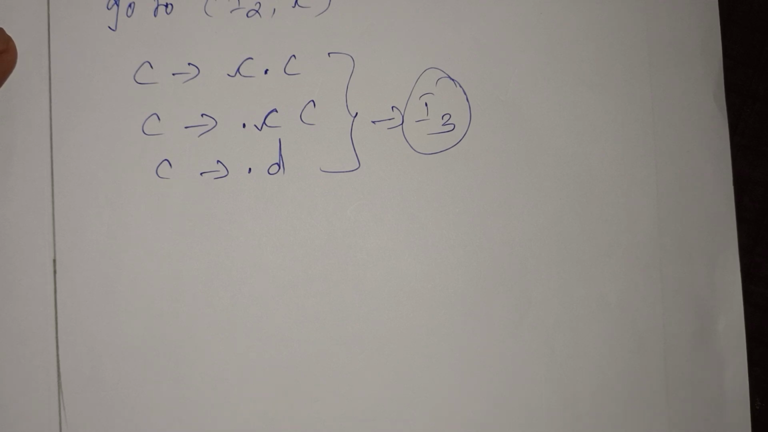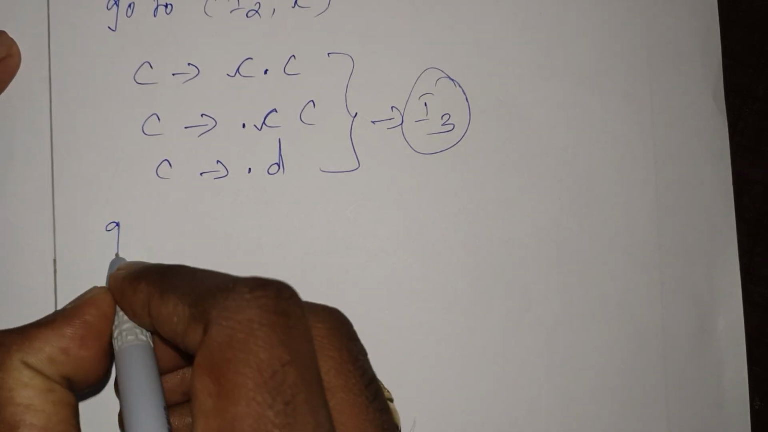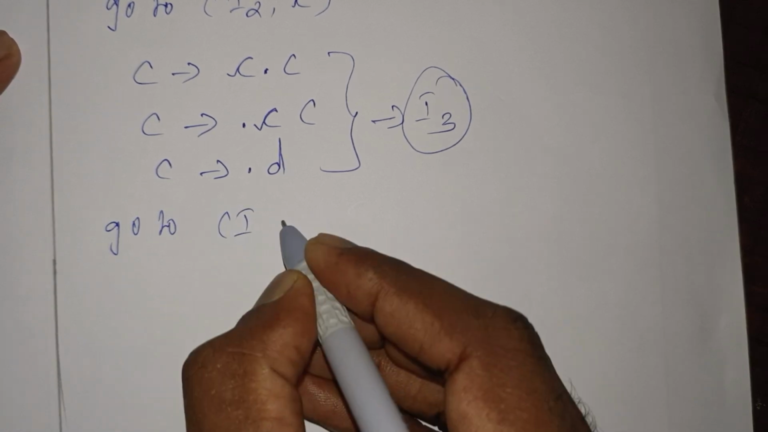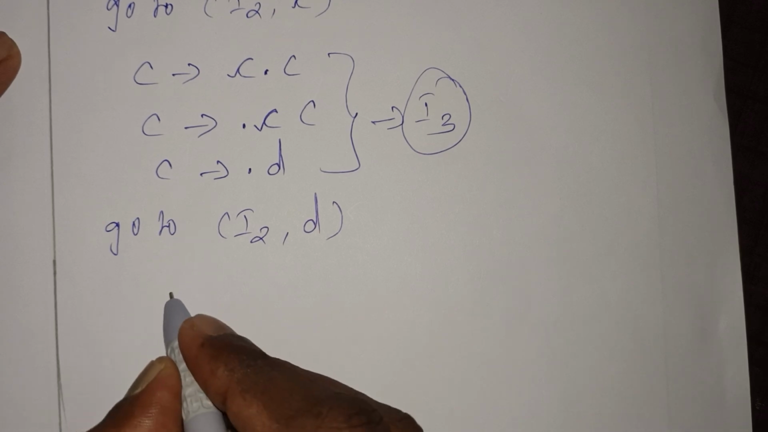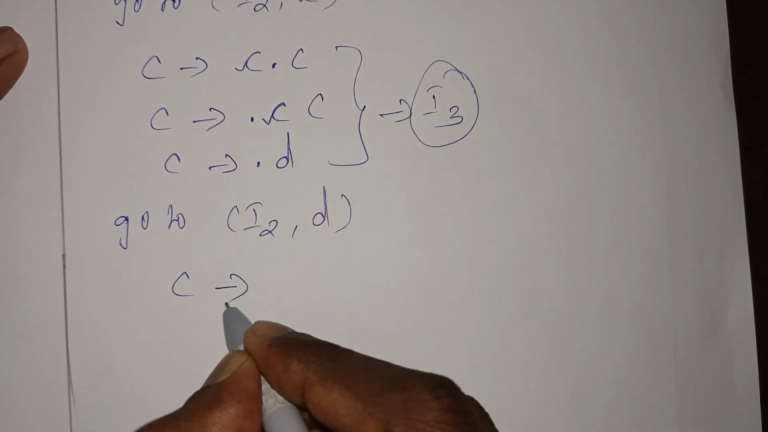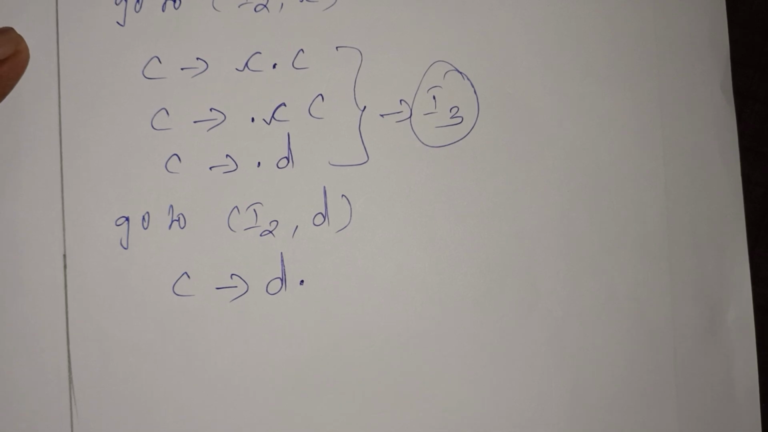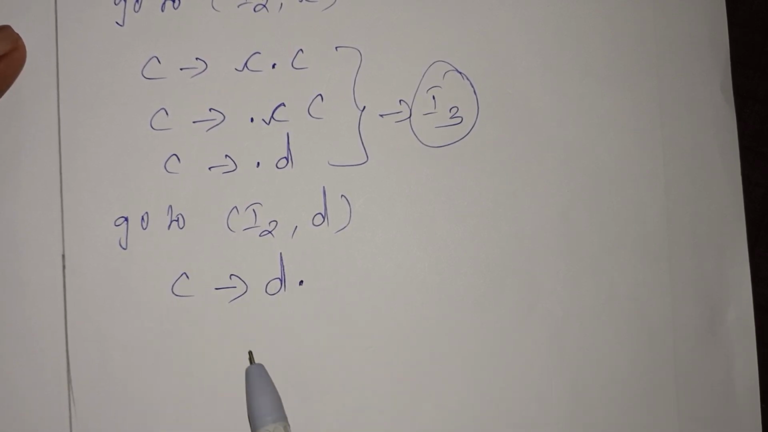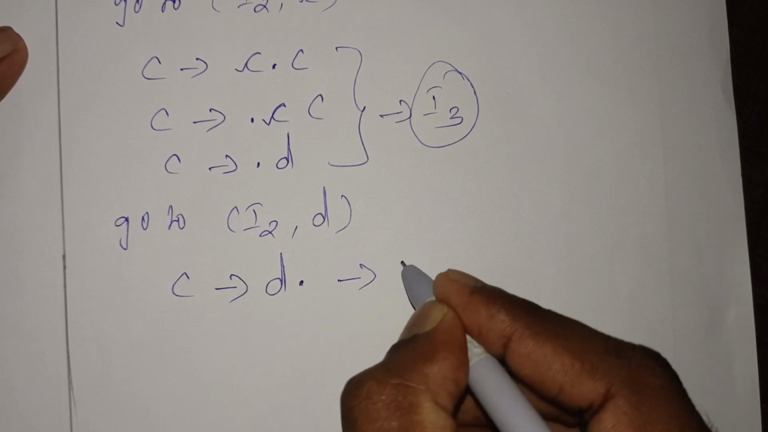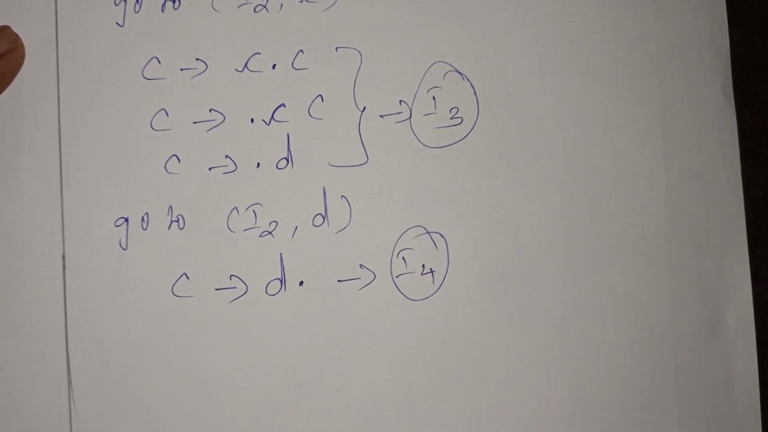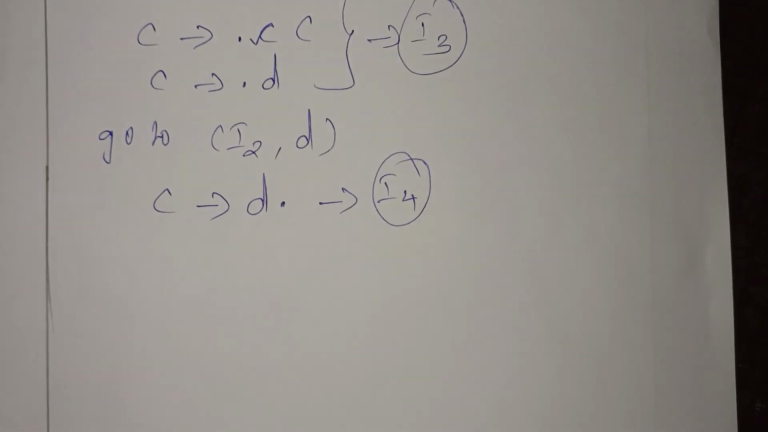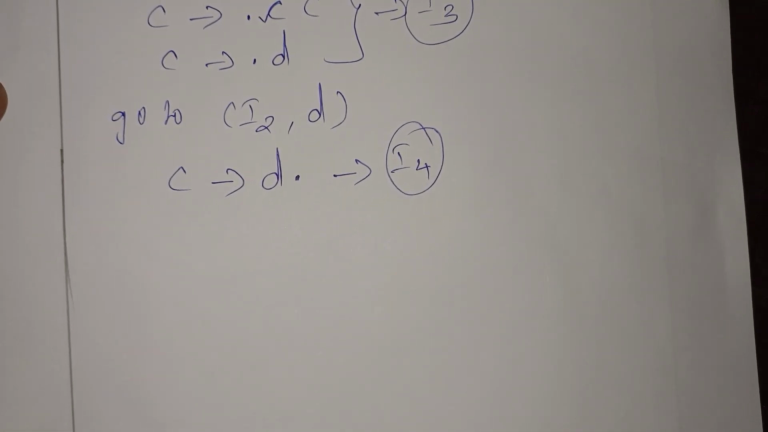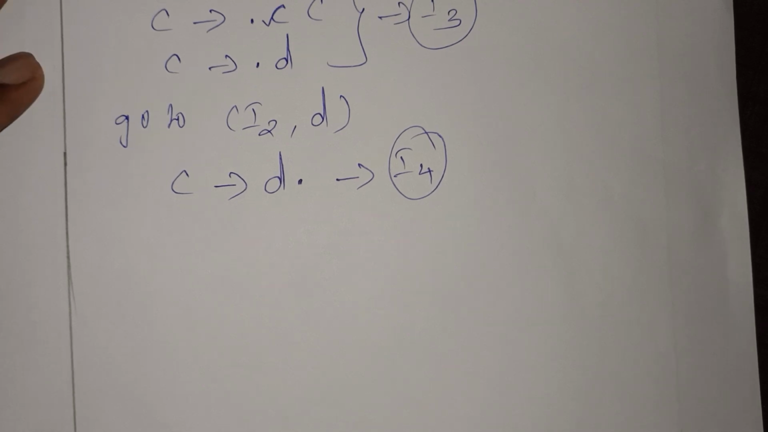Now I'm going to the next iteration. We still have D there, so goto(I2, small d). When I go this way, C tends to D dot. This is also not a new iteration. We got this production ending already, and that is iteration number 4. Whichever already exists, please take that iteration number and put the same number, so that it will be very useful in constructing the parsing tree.